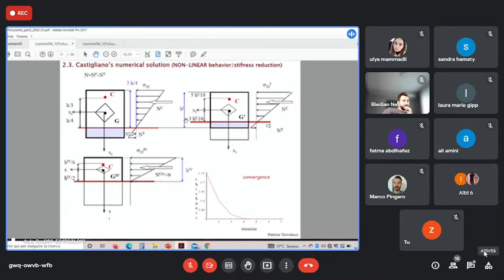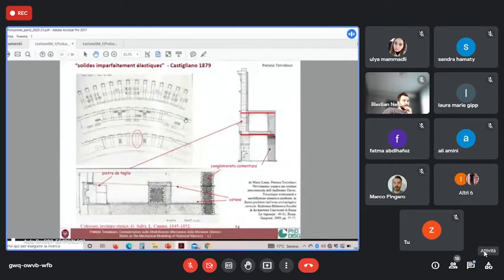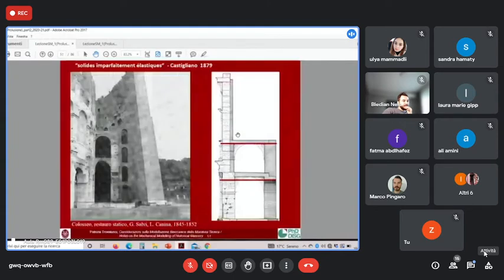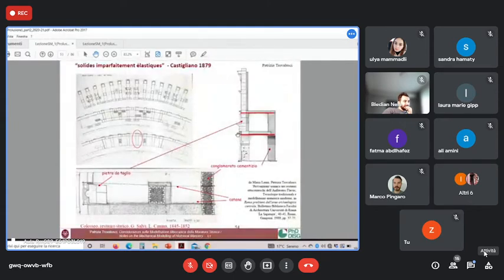Anyway, by applying the iterative process of Castigliano, of course we performed it with an in-house code, to perform these calculations, not by hand. And we found, consider this graphic of convergence, 1, 2, 3, n steps, in which we found that the thrust line is always internal to the thickness. This is the final solution, in which we don't have more tension.